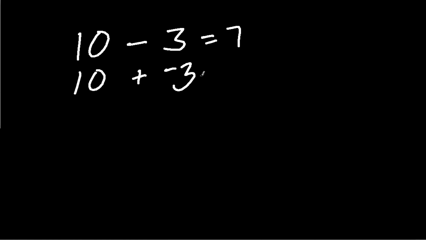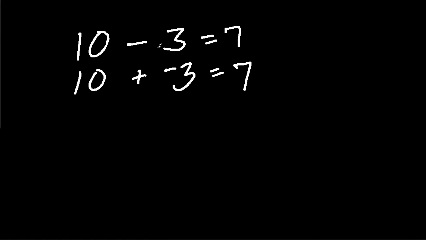If you have a number and you want to subtract, let's say 3. 10 minus 3 is 7. Another way of thinking about it is to do 10 plus negative 3. This is also a positive 7. Now what did I do here and what did I change?